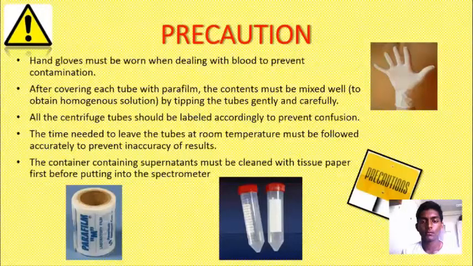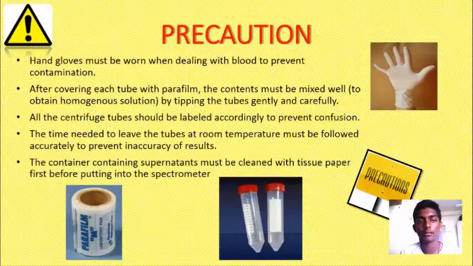Precautions that should be taken when conducting the experiment are: gloves must be worn when dealing with blood to prevent contamination. After covering each tube with paraffin, the contents must be mixed well to obtain a homogeneous solution by inverting the tubes gently and carefully. All the centrifuge tubes should be labeled accordingly to prevent confusion. The time the tubes are left at room temperature must be followed accurately to prevent inaccurate results. The container holding the supernatants must be cleaned with tissue paper before putting it into the spectrometer.